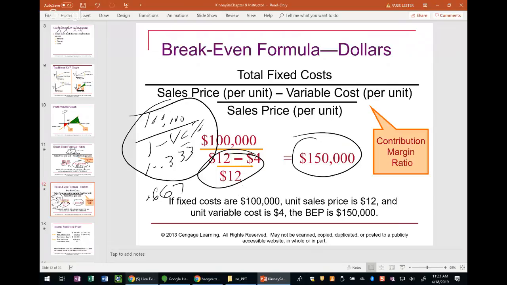All right, they did the same thing here, except here they divided 12 into 8 and got decimal 667. But the true formula is 1 minus VC as a percent. That is the true formula. Okay, total fixed cost over sales price per unit, or 100% minus the variable cost as a percent.